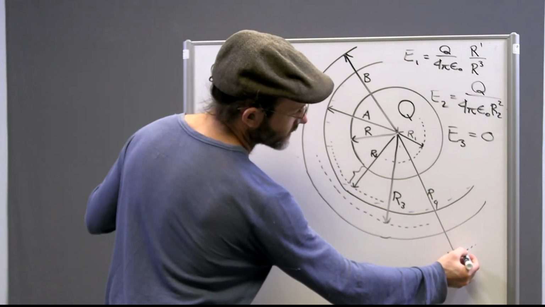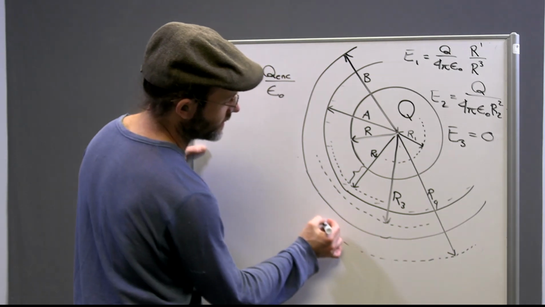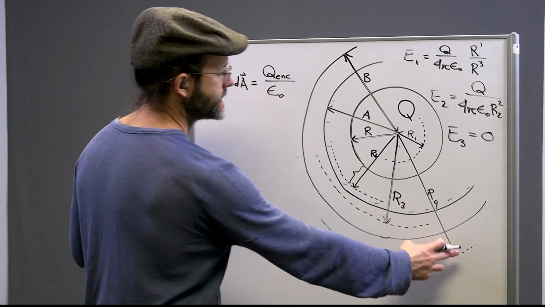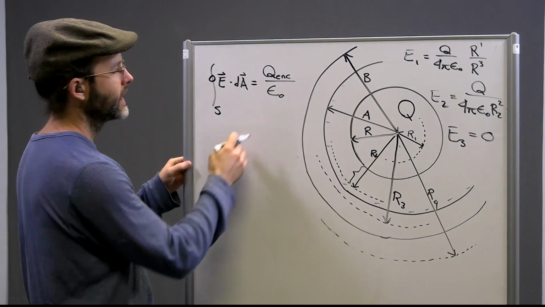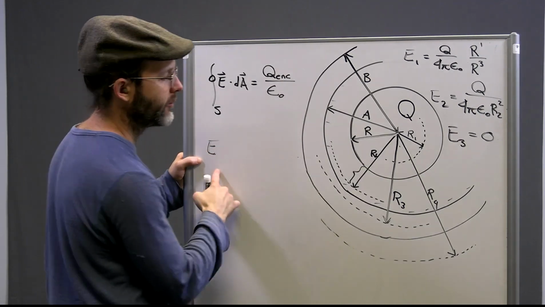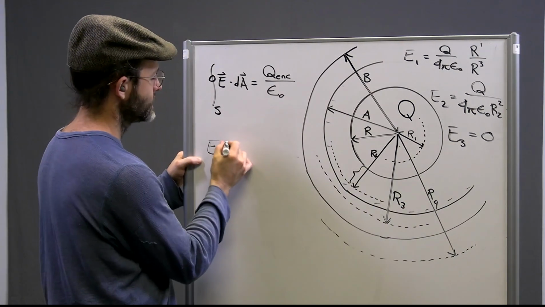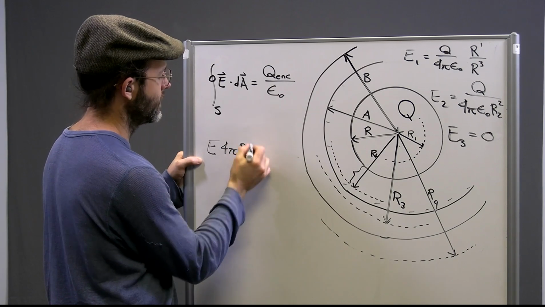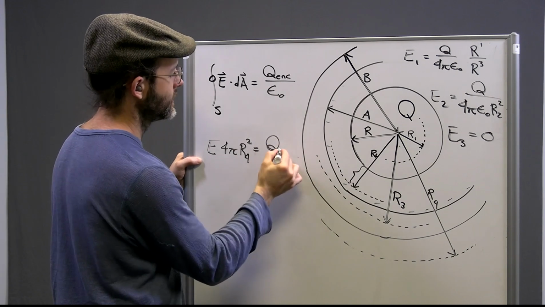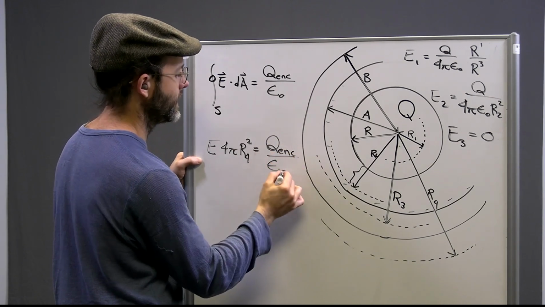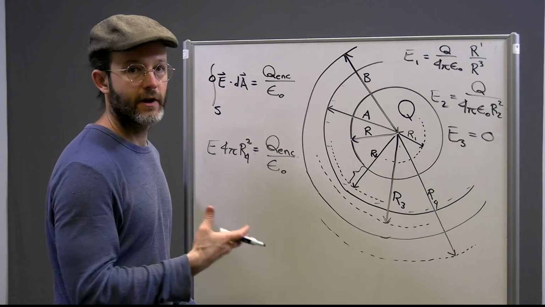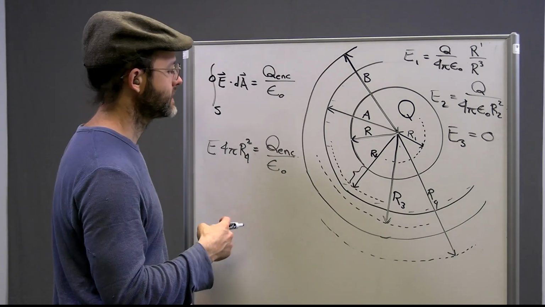Our hypothetical Gaussian surface would be drawn about there, and we want to evaluate what field is set up at the distance R4. We're going to write the left-hand side exactly the same as we did before, but replace R with R4. So we have 4 pi R4 squared, and that equals Q enclosed over epsilon naught. Gauss's law is a very useful, very powerful tool in electrostatics.